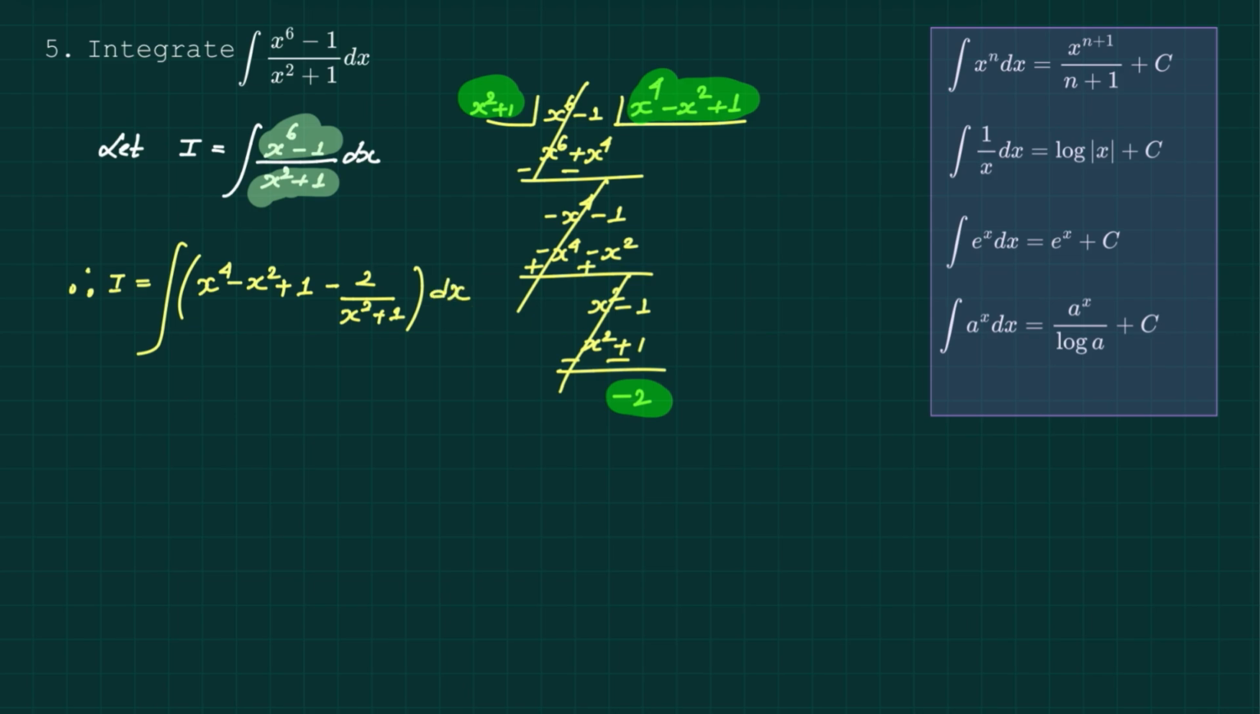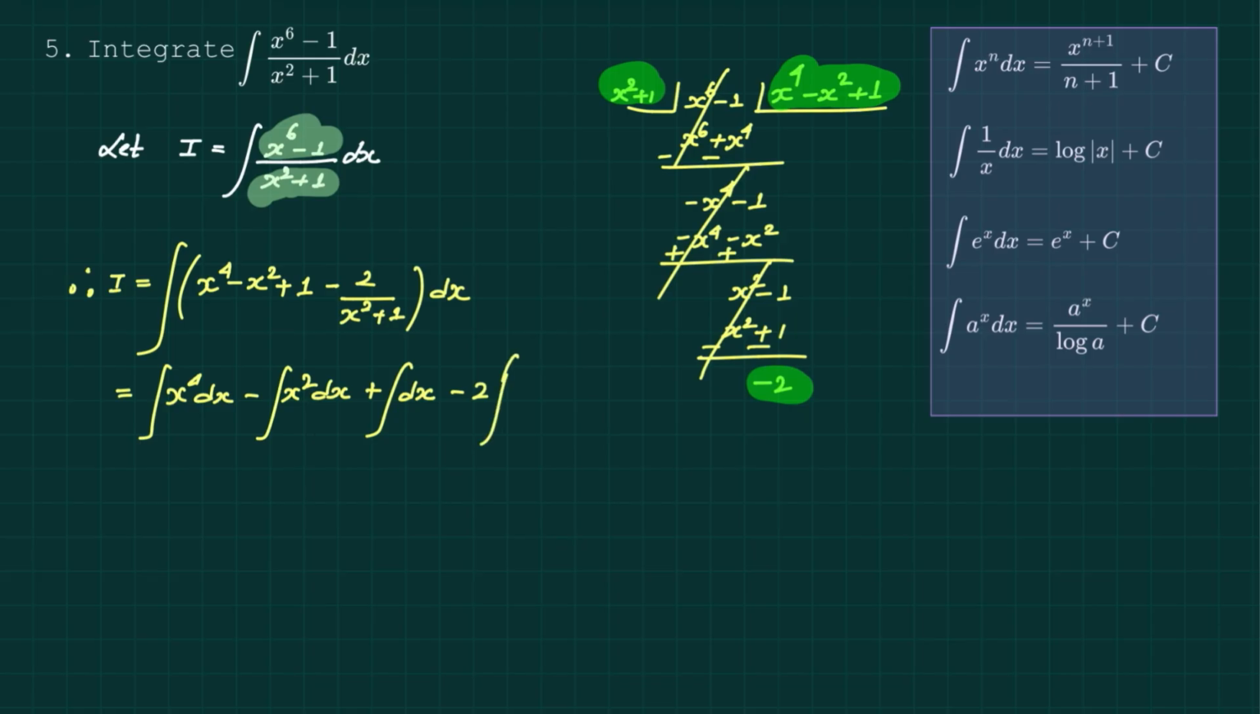Now let us distribute our integration. Here it will be integration of x to the power 4 dx minus integration of x squared dx plus integration of 1 dx, which is dx, minus 2, which is a constant, so let us write 2 here, and integration of 1 by x squared plus 1 dx.